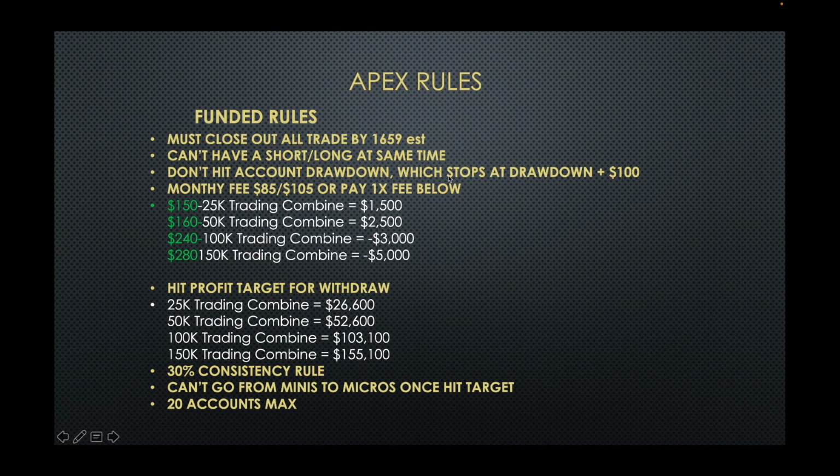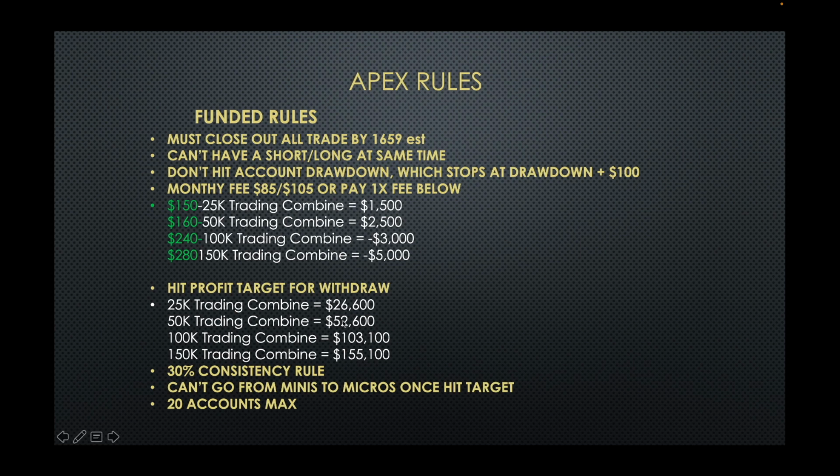Don't hit your drawdown. Now the drawdown here, it's a trailing drawdown, which will stop once you get to your drawdown plus $100. So for example, in a $50K account, you gain $2,600, that drawdown stops. So it stops at basically $50,100. You can't go below $50,000. So once your account hits its $52,600, your drawdown doesn't go up anymore.